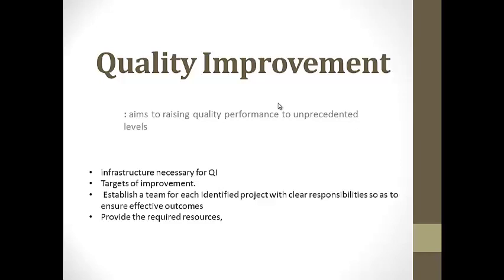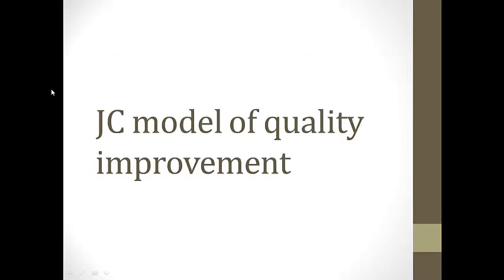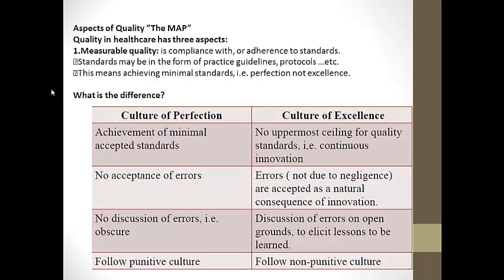The infrastructure necessary for quality improvement should be established. You would set your target for improvement. Of course, you need a team for every change that you are attempting to make, and you need leadership involvement for the sake of resource allocation. The JCI model of quality improvement does not differ much from Juran's, and we're going to discuss this later.